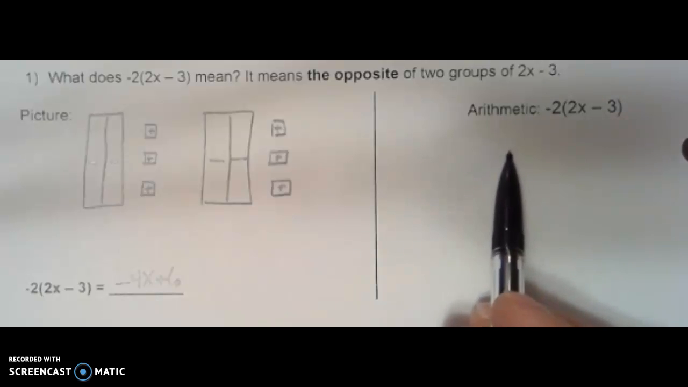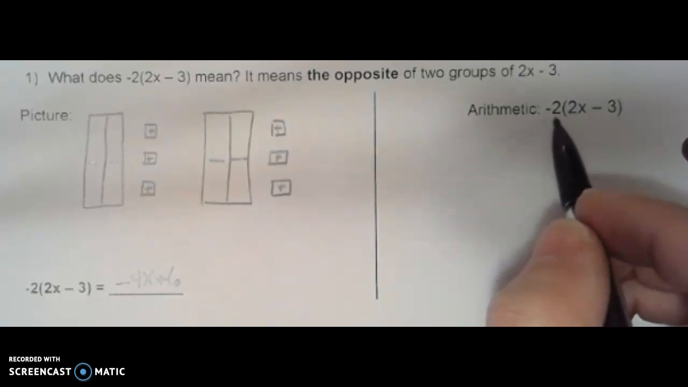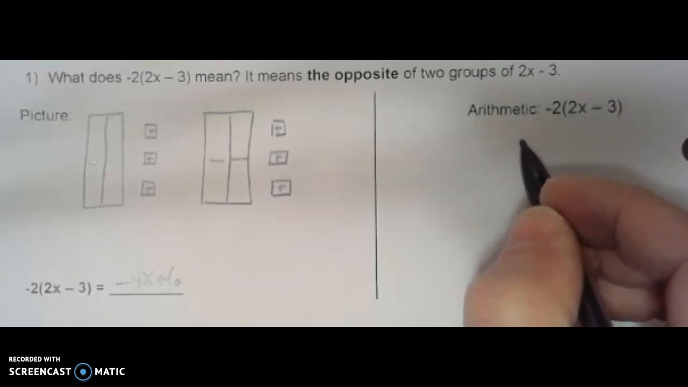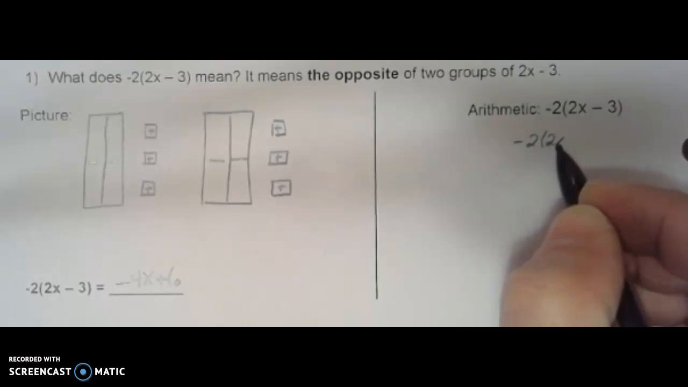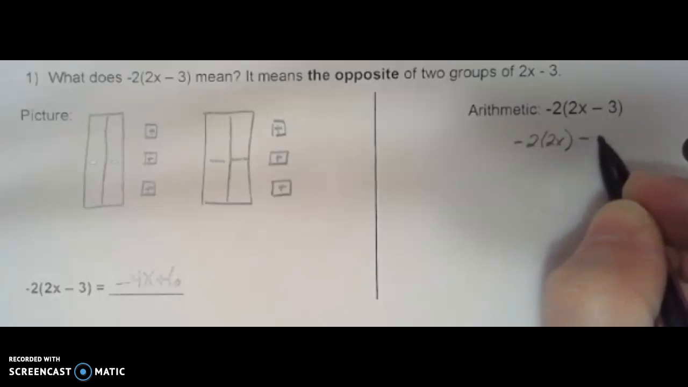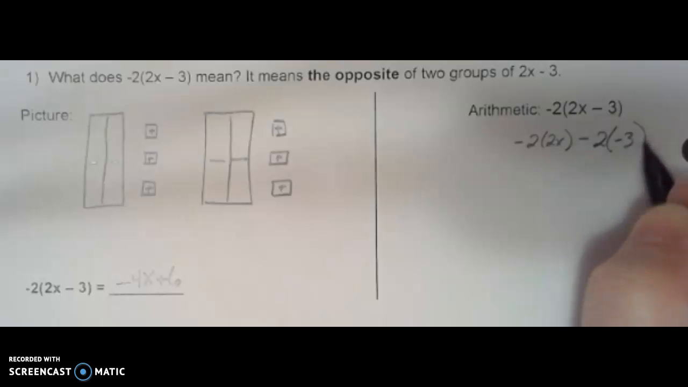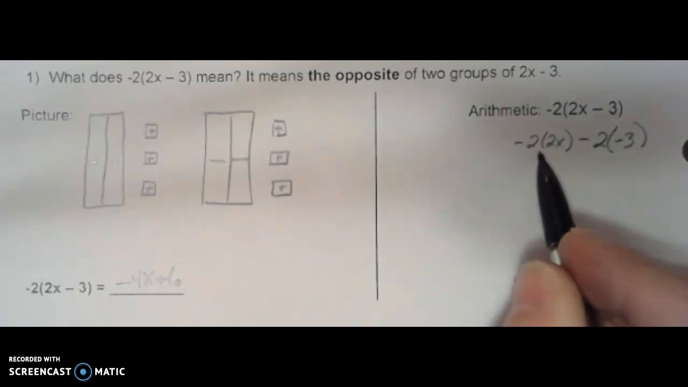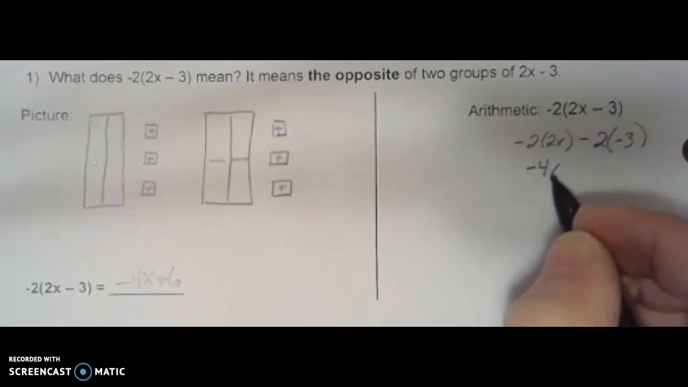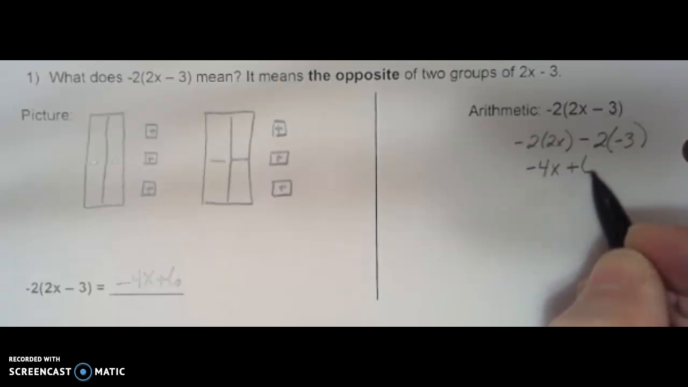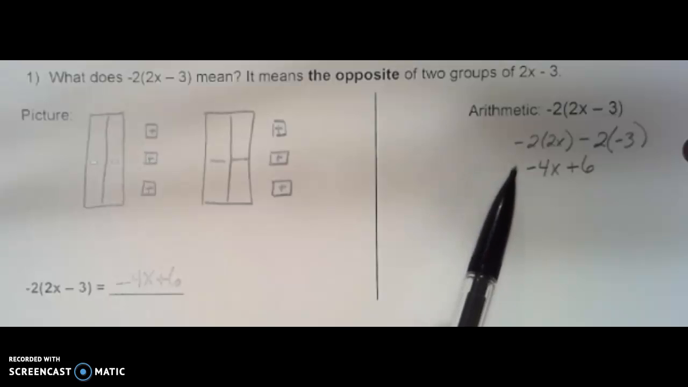I can show that with the distributive property. Again, the number that's on the outside will multiply everything that's inside of the parentheses. So I'm going to have negative 2 multiplying 2x, and then I'm going to have minus 2, again, because that's a negative 2 multiplying negative 3. And now if we multiply, negative 2 times 2x is negative 4x. Negative 2 times negative 3 is a positive 6. And you can see that I get the same exact answer as I did with the algebra tiles.